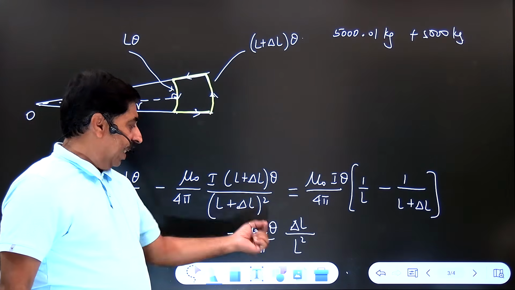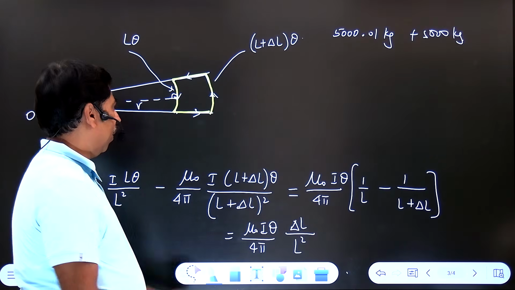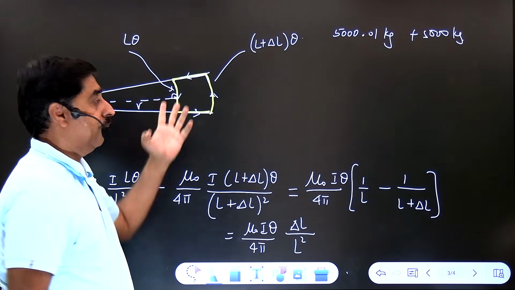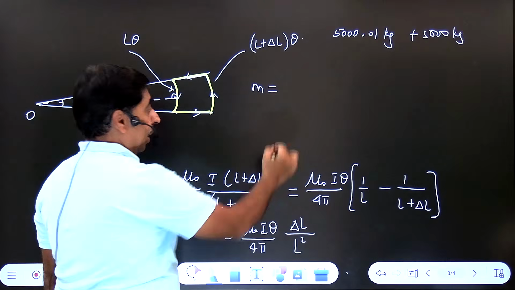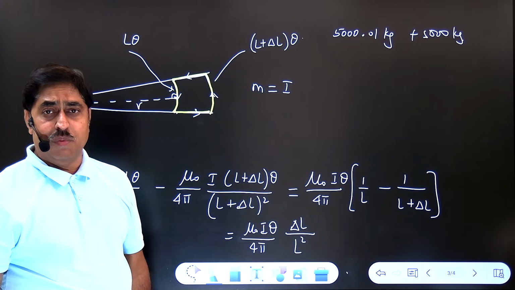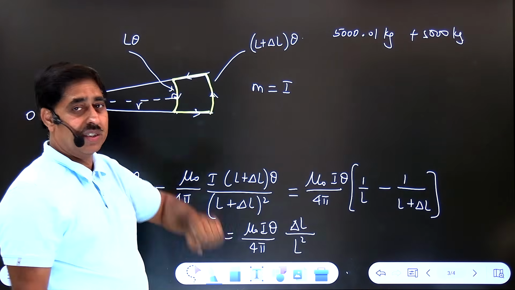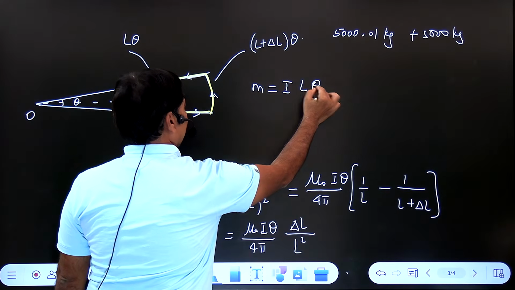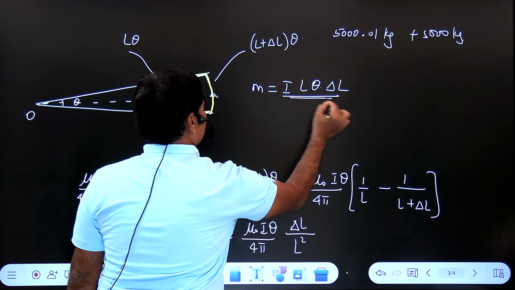Now in the question, I has not been given. Theta has not been given. In place of all that, the question talks about magnetic dipole moment of this loop. What is magnetic dipole moment of this loop? It is current into area. Current is I. What is area of this loop? Well, you can take it as a rectangular loop. In fact, it is very close to a rectangular loop because theta is small, these two are straight segments. What is this length? It is L theta, sorry, this length. What is this length? Delta L.